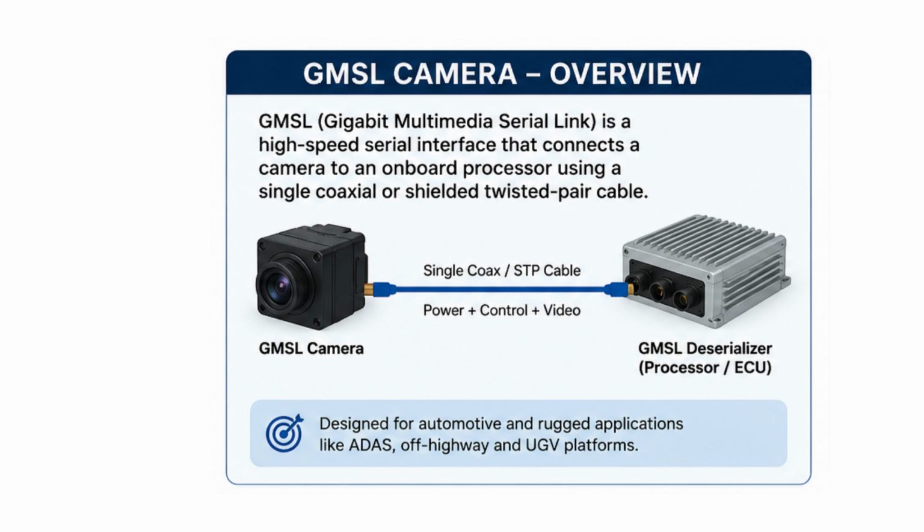The major advantages of GMSL are long cable reach, high bandwidth, low latency, strong resistance to electrical noise, and simplified wiring. A single cable may carry video, control signals, and power. However, GMSL systems can be more expensive and complex. They require dedicated serializer and deserializer hardware and may depend on specific vendor ecosystems. For production unmanned ground vehicle, GMSL is an excellent choice for rugged navigation and perception cameras.